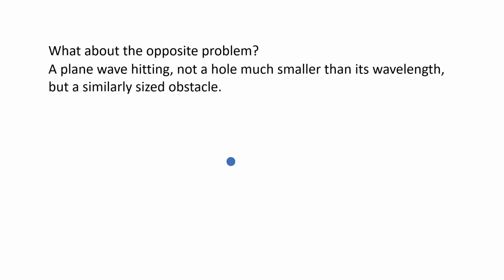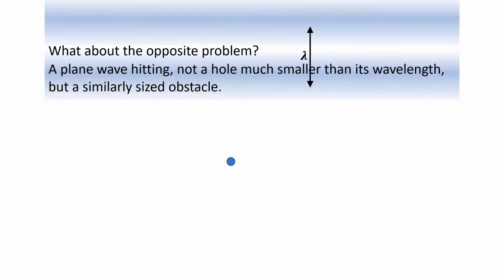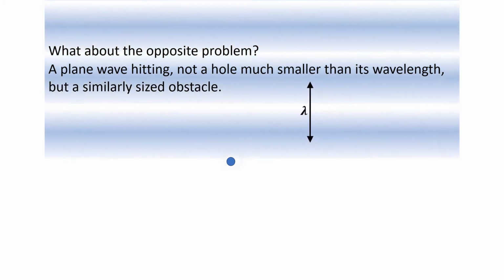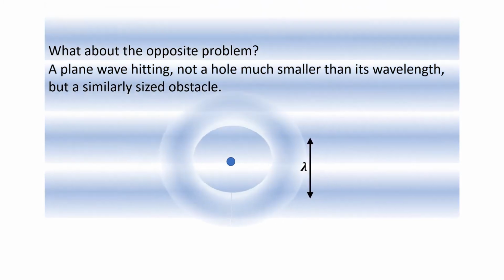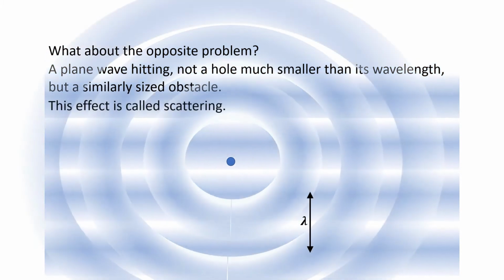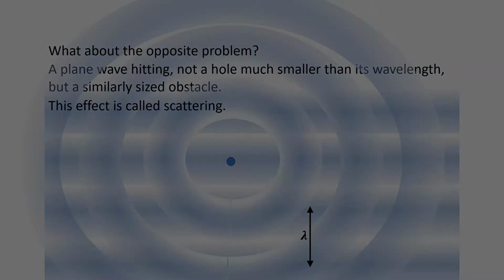What about the opposite problem? A plane wave hitting not a hole much smaller than its wavelength, but a similarly sized object. This effect is called scattering.